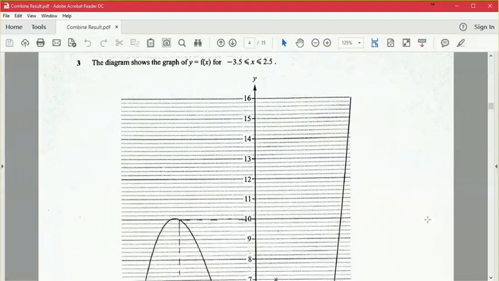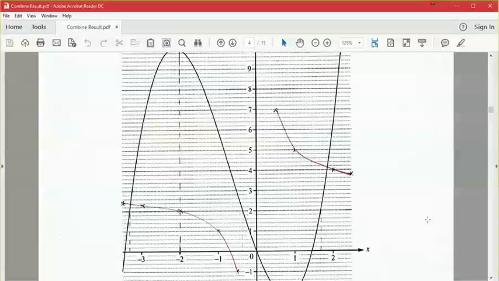For question 3, the diagram shows the graph of y equals f of x for the range negative 3.5 to 2.5, and this is the graph.